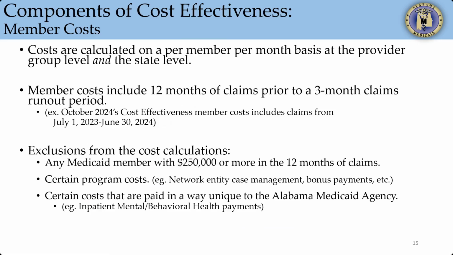Exclusions from these cost calculations are any Medicaid member with $250,000 or more of claims in the 12 months. Certain program costs, so network entity, case management, some of the bonus payments are not included. And then also certain costs that are paid in a way that are unique to the Alabama Medicaid agency. So these costs are removed because the risk scoring methodology will not adequately account for these costs.